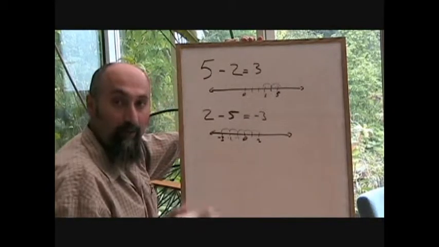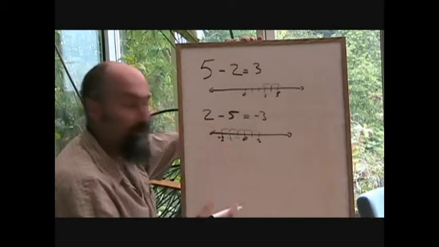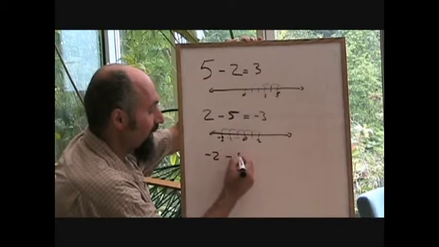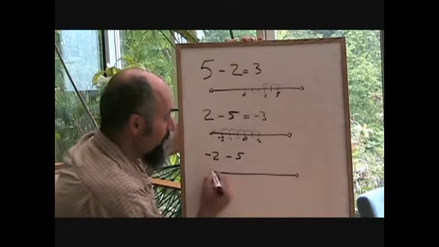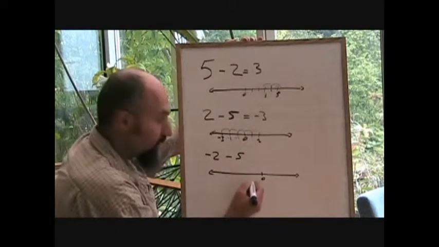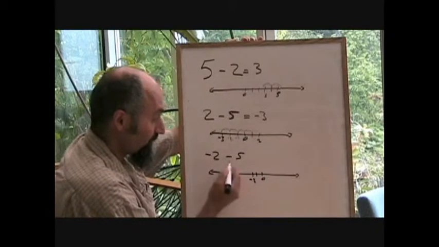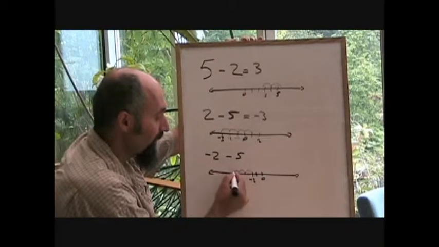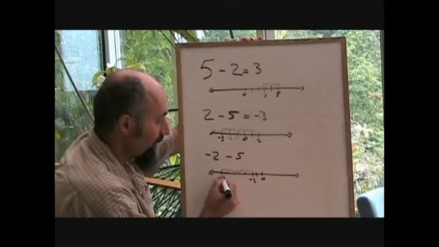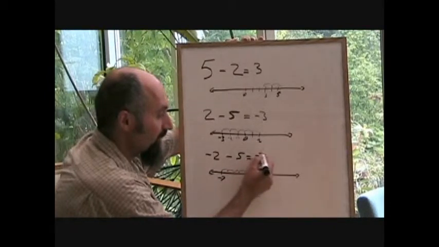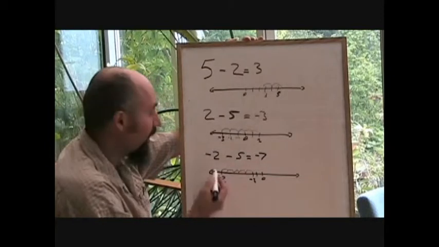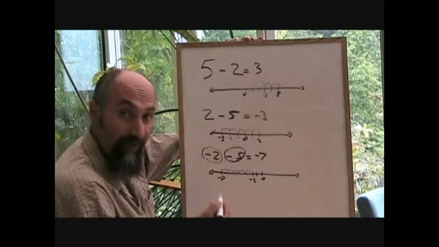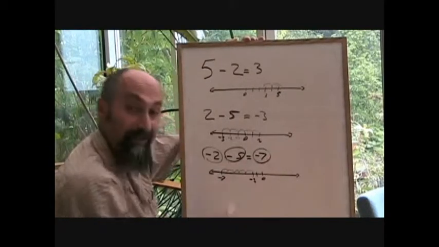Okay? Now what happens if you subtract from a negative number? Take a look at this. What if this was negative 2 minus 5? You're going to put your 0 there. You're going to start at negative 2, and again, you're moving backwards 5 steps. So you're going to go 1, 2, 3, 4, 5. So right now, you're at negative 7. You can think about it this way: if you owe me $2, and then you owe me another $5, you're going to owe me $7. So you're at negative 7.